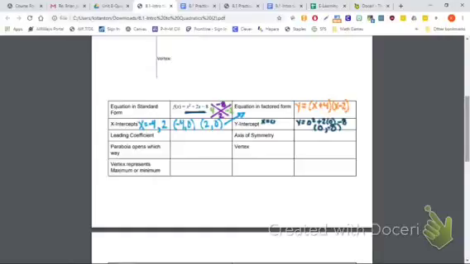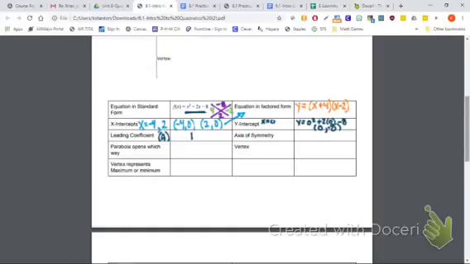Okay? Now, the leading coefficient. Guys, this one's easy. My leading coefficient is my a term. So in this case, a equals 1. That's always going to be your term in front of the x squared term.